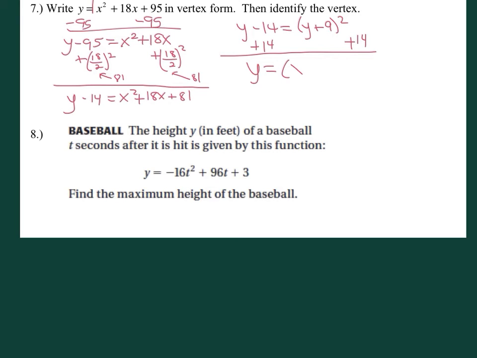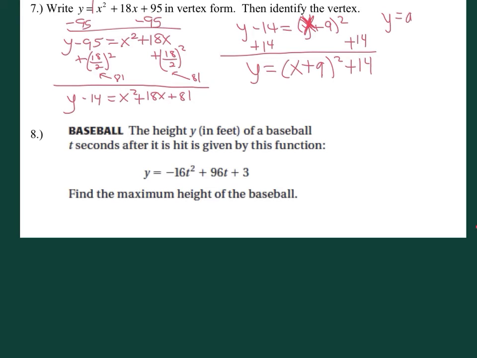And I mean an x. It's not letting me erase it, so I'll just have to write over top. I apologize. That should say x plus 9, quantity squared. So that when I move the 14, I'll have y equals x plus 9, quantity squared, plus 14.